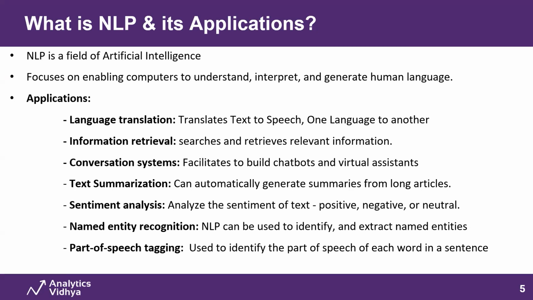We can do lots of things in sentiment analysis. We can check Facebook data, social media data, Twitter data, whether any violence is there, that also we can check. So those things can be done with NLP. Then named entity recognition. NLP can be used to identify and extract named entities. Named entity means it can be the name of people, organizations, or locations, any name. So NLP can be used to identify those names. Then part of speech tagging, that means it identifies the part of speech of each word in the sentence. It tells which word is noun, verb, pronoun, adjective, adverb. So all these parts of speech it can tag in the sentence.